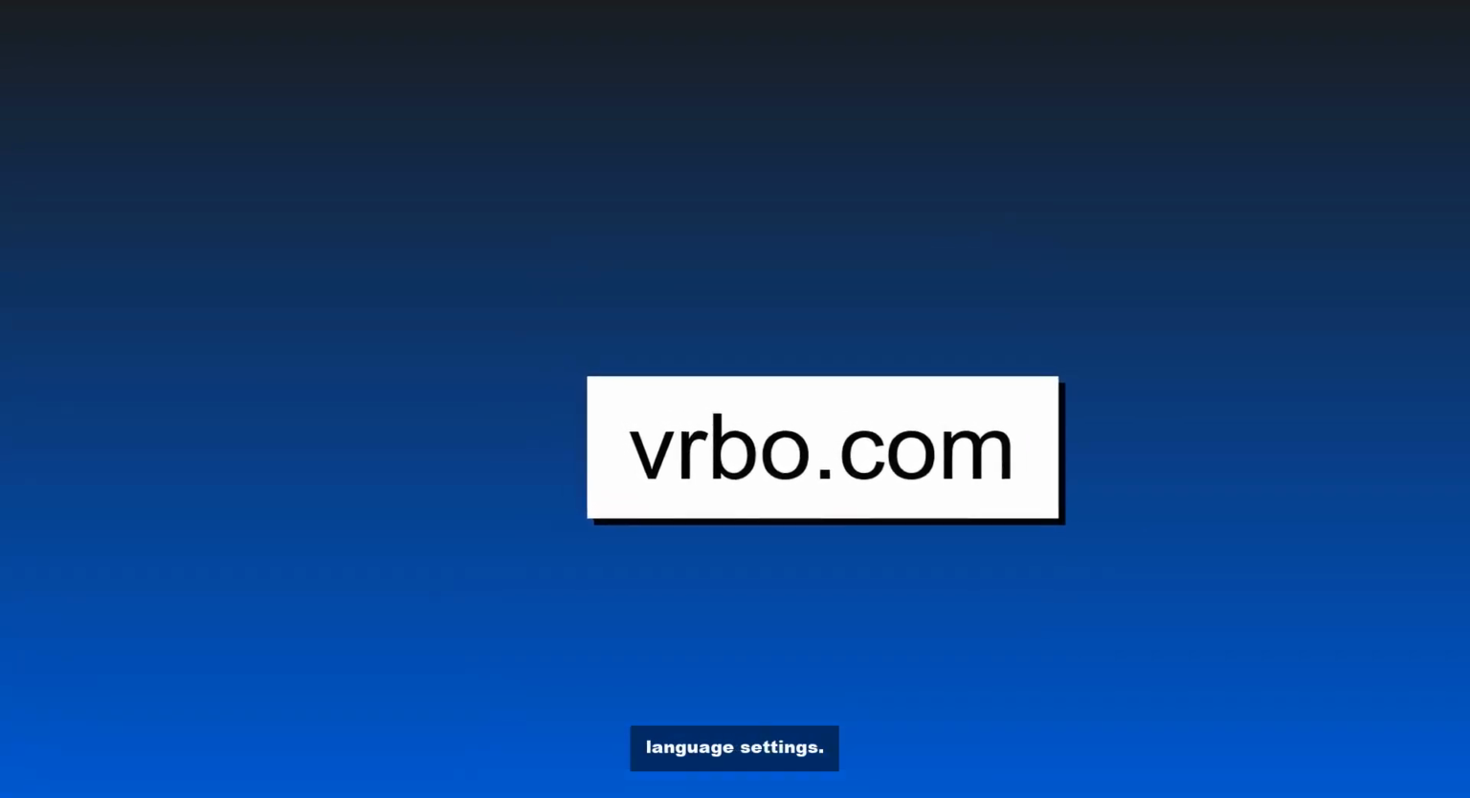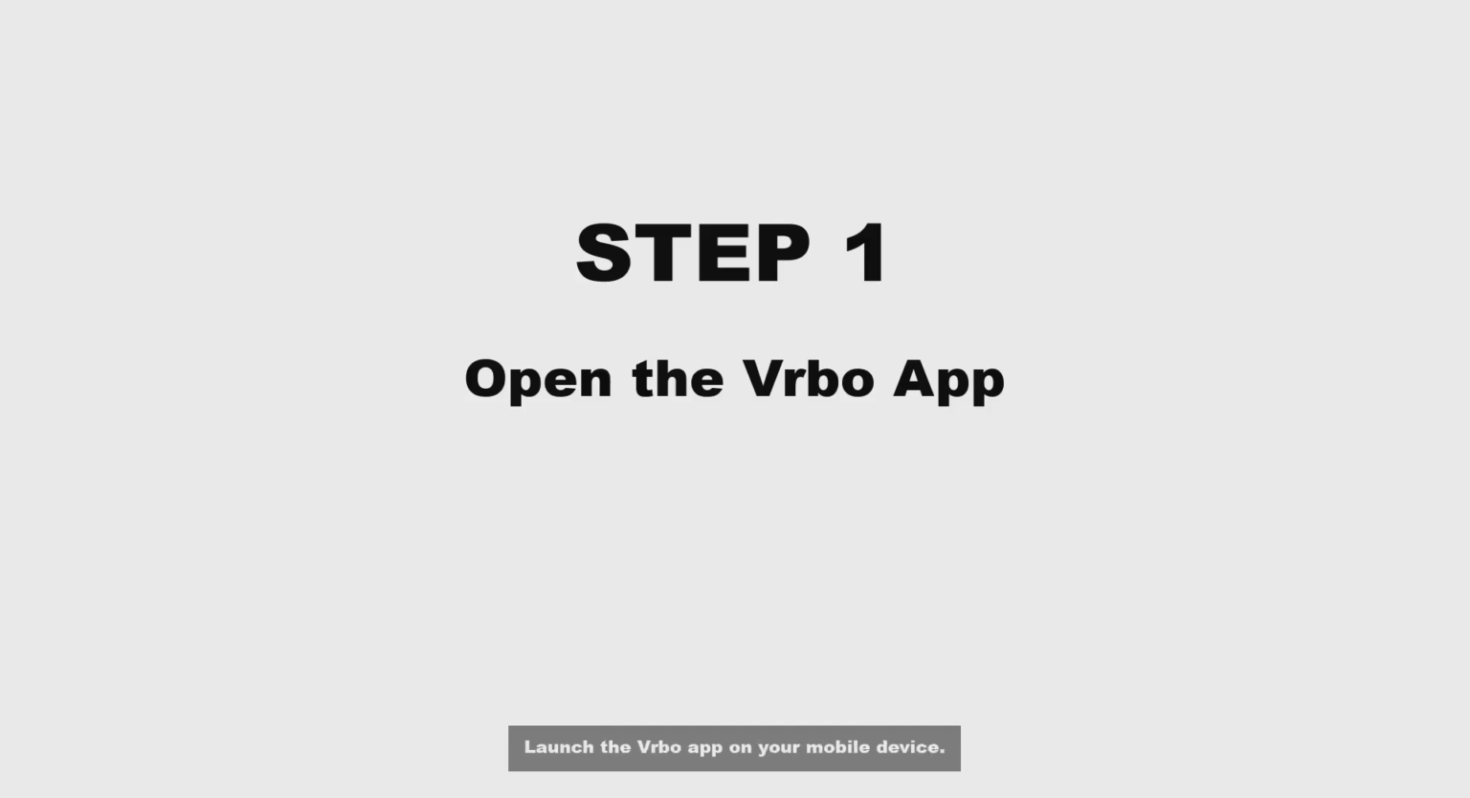Step 1. Open the Vrbo app. Launch the Vrbo app on your mobile device. Ensure you are logged into your account to access all settings.